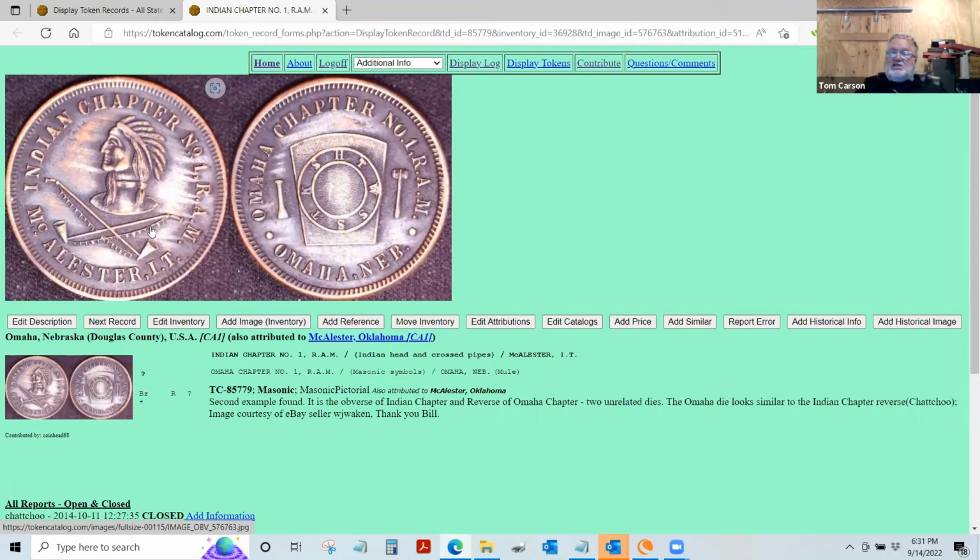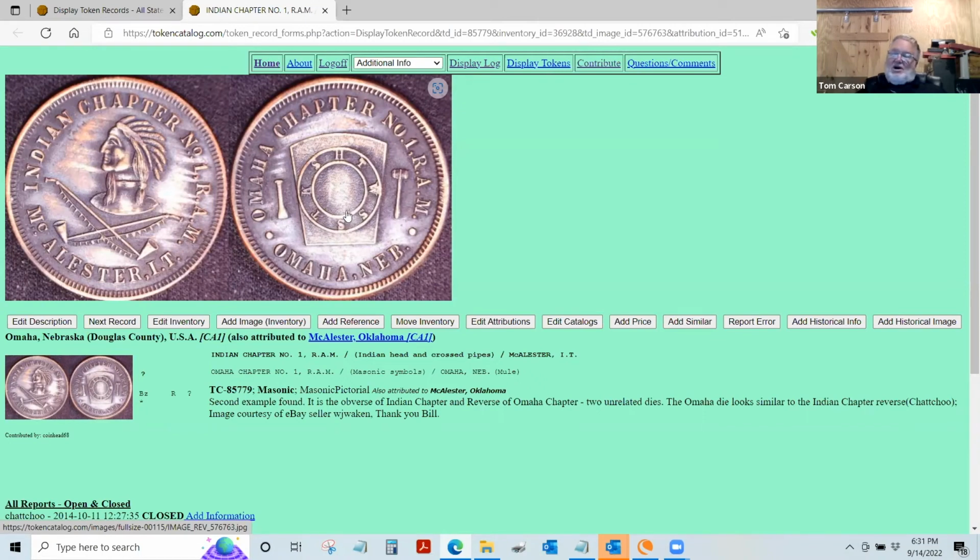This was done after Lovett had died. This is an entirely different design. In this design, they actually used speculation up to the 1970s. Some of them may have been made for collectors. But the reverse of it is the Omaha chapter number 1 out of Omaha, Nebraska.